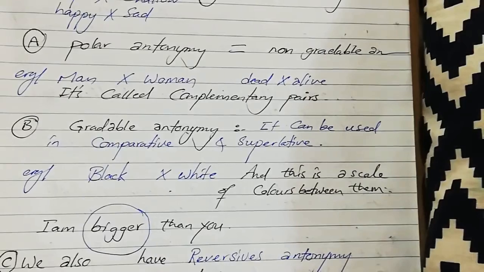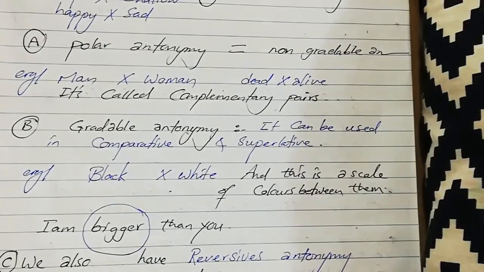Gradable antonymies refer to contrary adjectives, like big, small. While non-gradable antonymies refer to what? To those words that do not allow comparison. However, they have a complementary word.